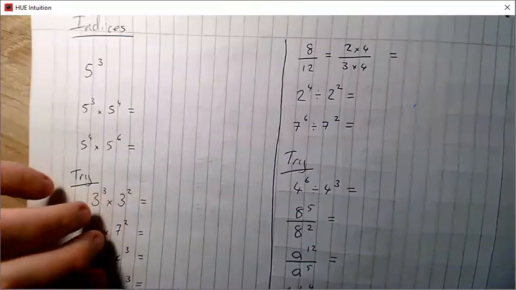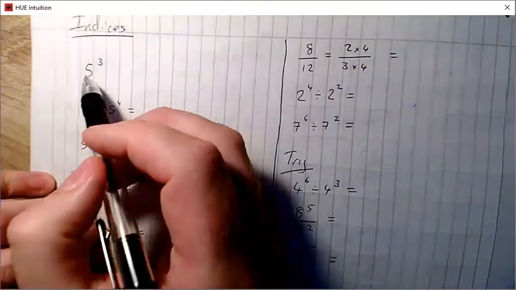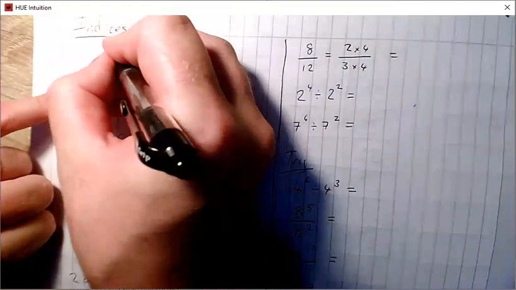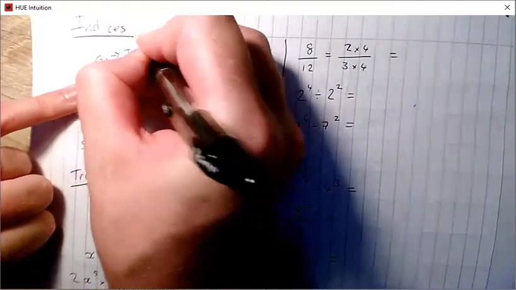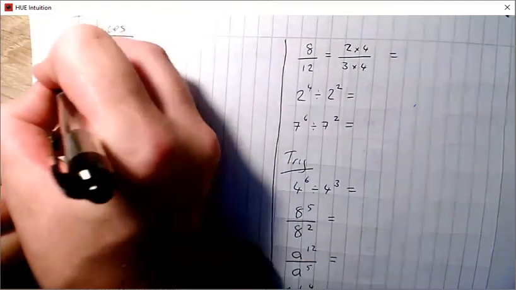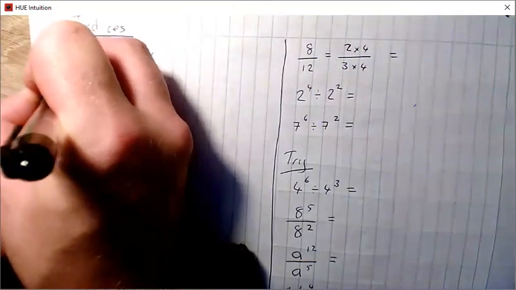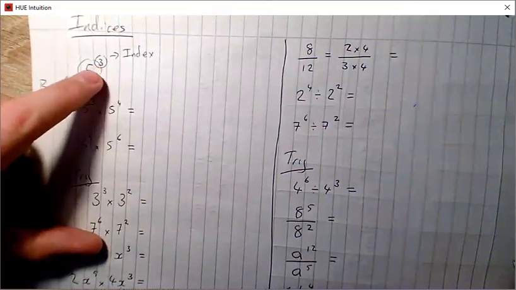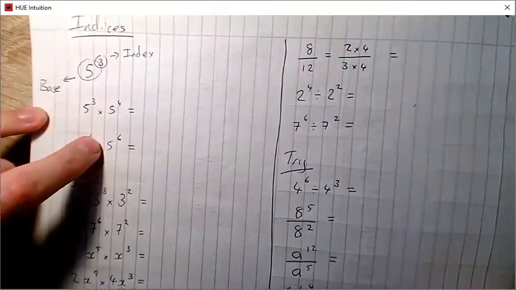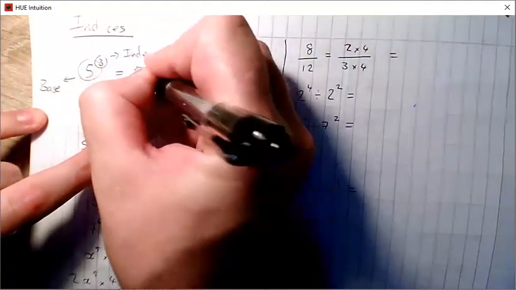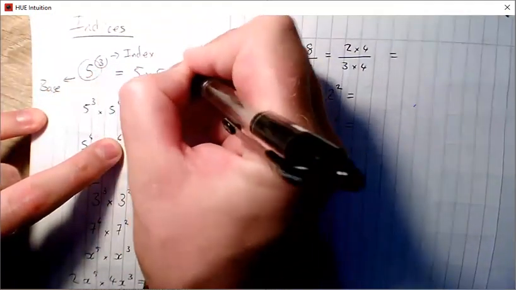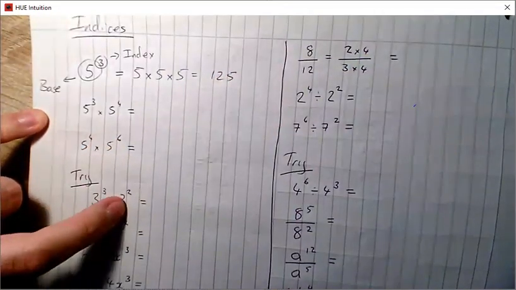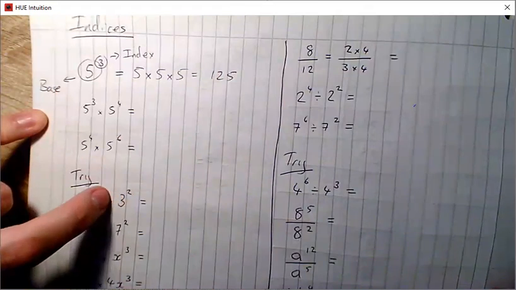Hi everybody, we're looking at indices today, which is something like this, 5 to the power of 3, okay? Where 3 there is called the index, and 5 is called the base. You'll hear this called the power as well sometimes, so 5 to the power of 3, 3 is the power. What does that mean? It means 5 multiplied by itself 3 times, which we've seen probably before. So that number there is 125 in its long form, or 5 cubed, they're the same number.